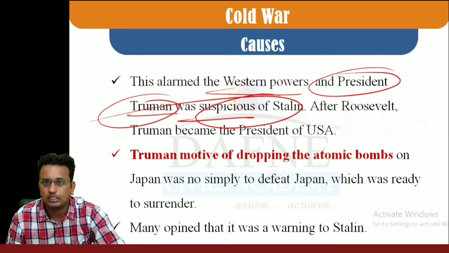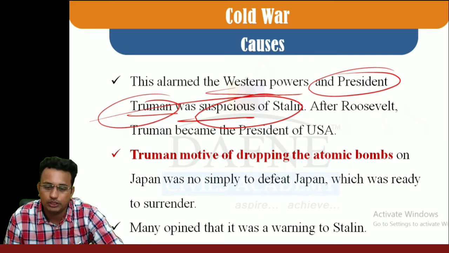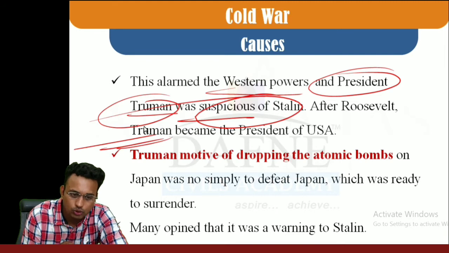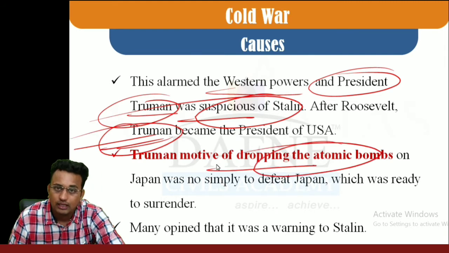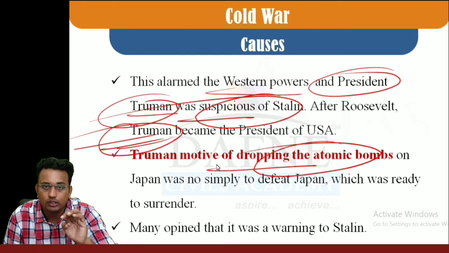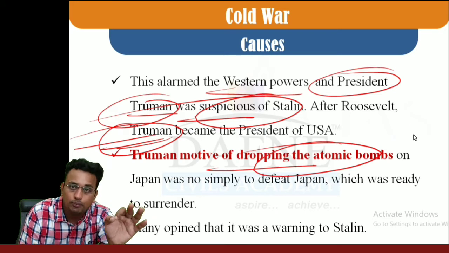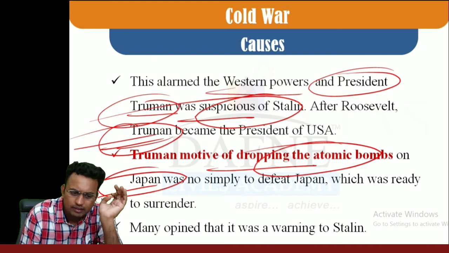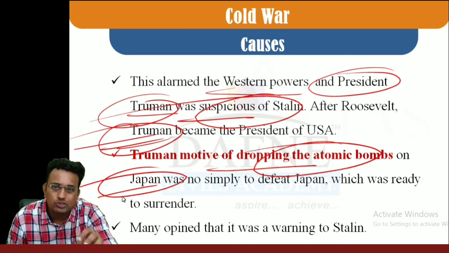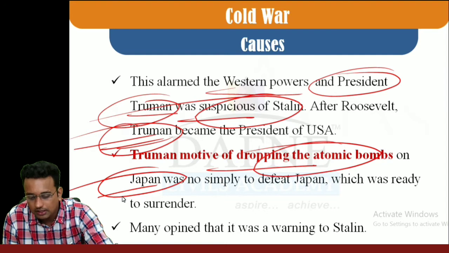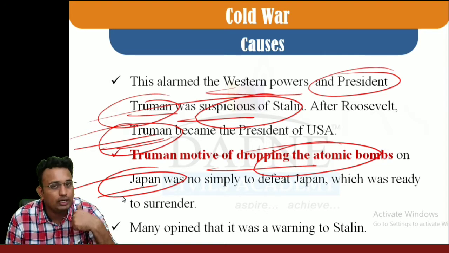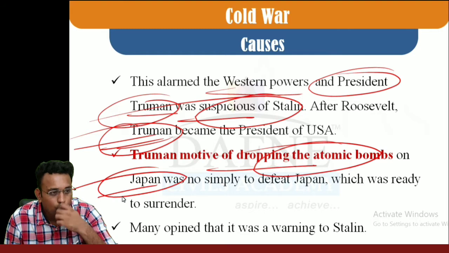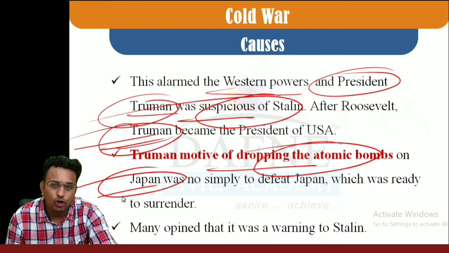Truman was entirely suspicious of Stalin's motive. It did not even work out between these two people. After Roosevelt, Harry Truman did not even inform Stalin about the planning of dropping atomic bombs on Japan. In fact, as I said earlier, Japan was almost ready to surrender. It was not necessary to drop them, but the main intention of Truman attacking Japan was to give a threat to the USSR.